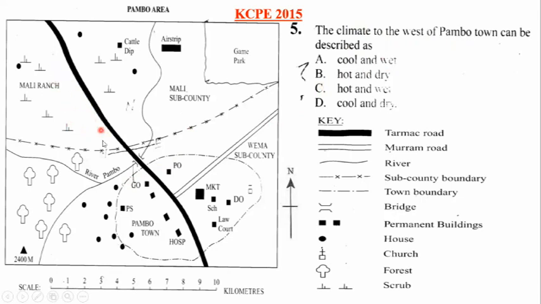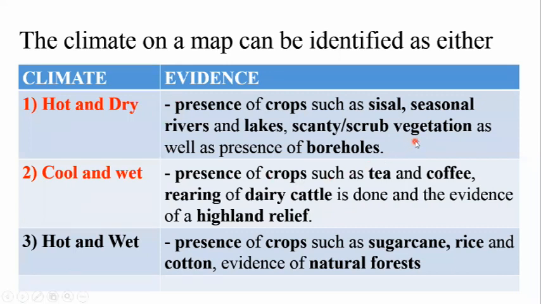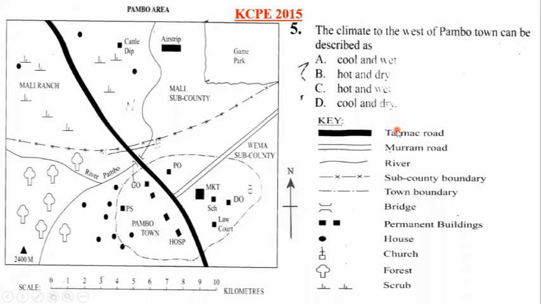West. Now, what can you say? Most of this area is dry. How? The presence of scrub or scanty vegetation. So when it is like that, what did we say? That it is going to be hot and dry, because there is scrub vegetation. So that is what you expect in that area. So that is how you look at it.